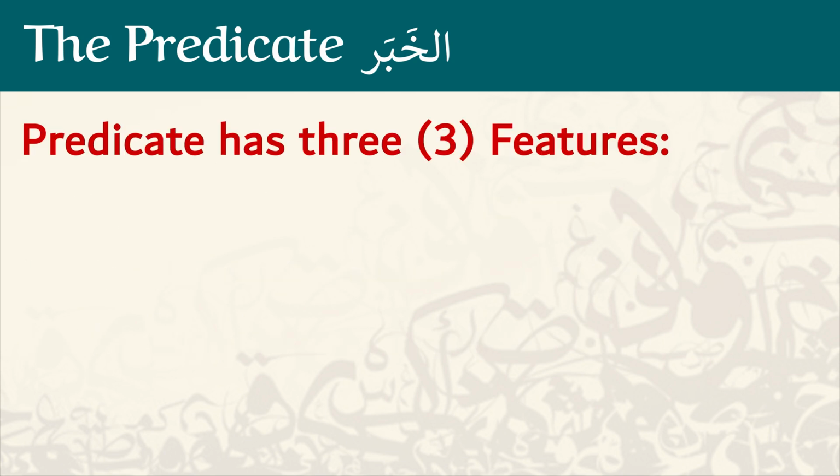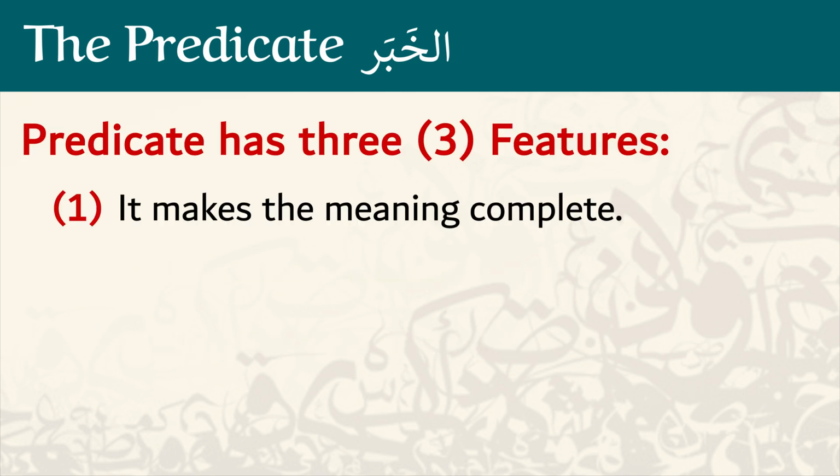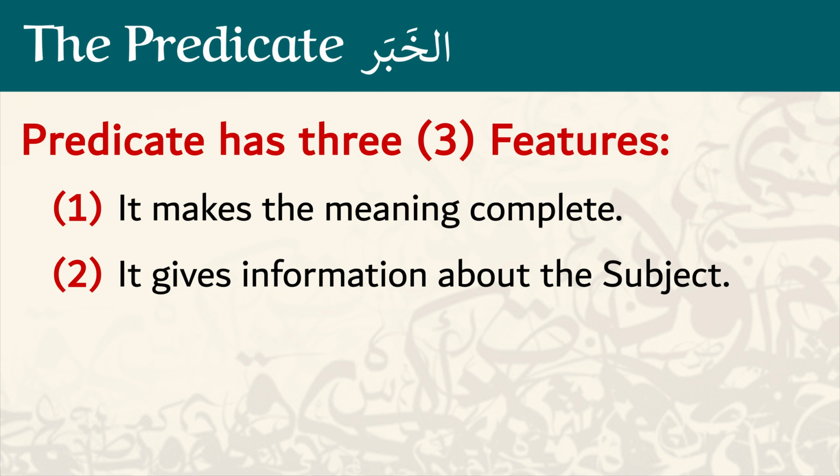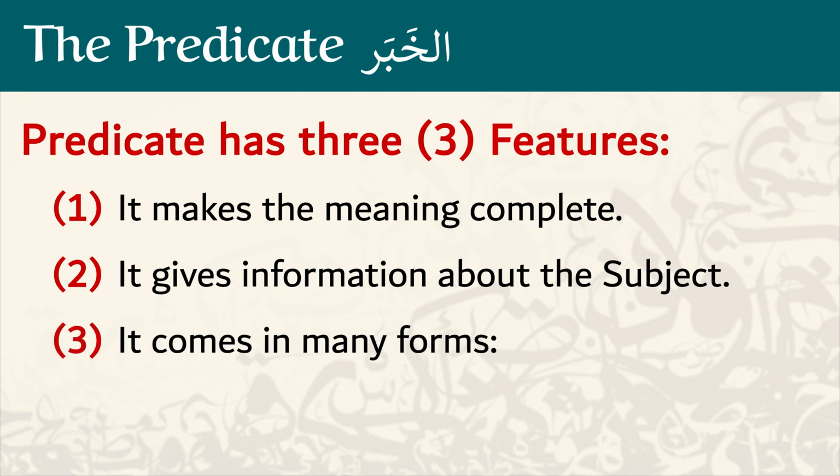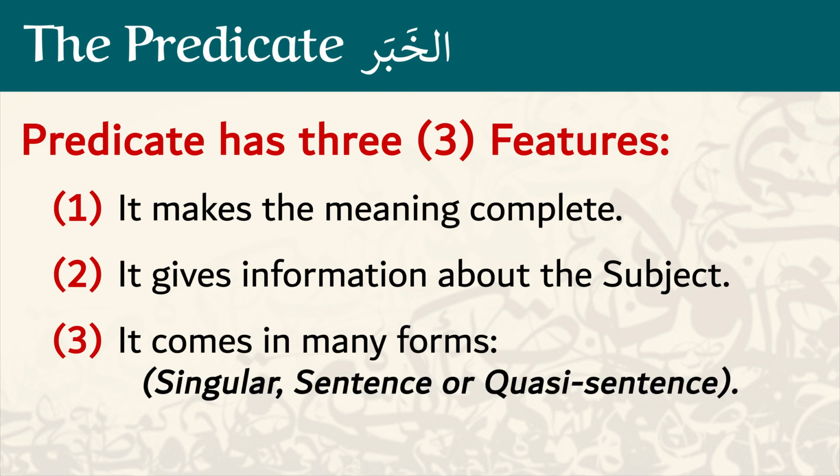Predicate has three main features. First, it makes the meaning of the nominal sentence complete. Second, it gives out information or description about the subject. And third, it comes in many forms. It could be a single word, it could be a complete sentence, and it could be a quasi-sentence, as we will see in this lesson.